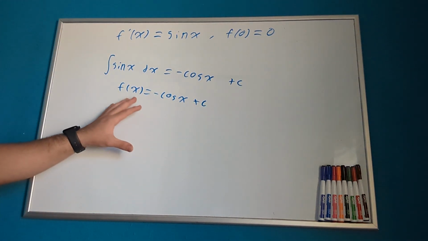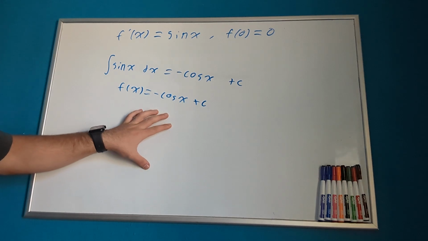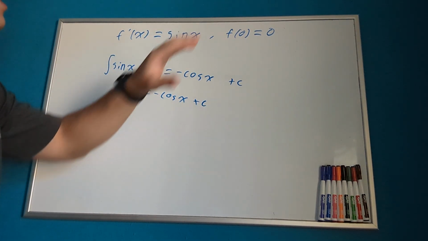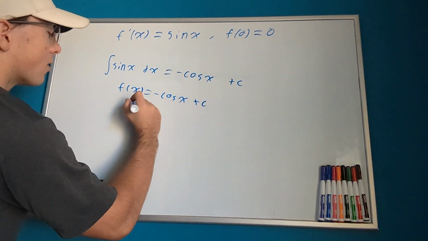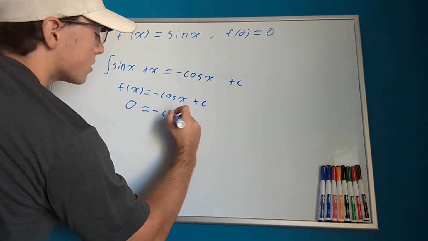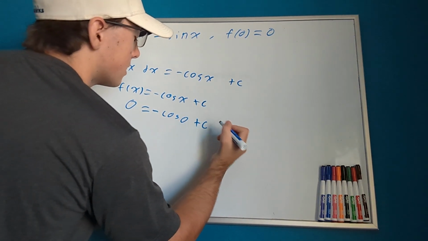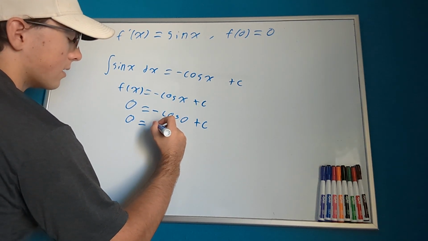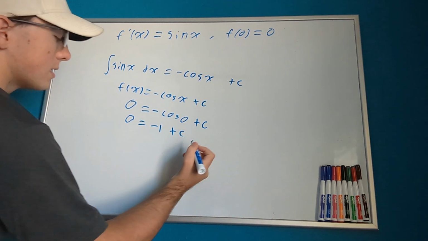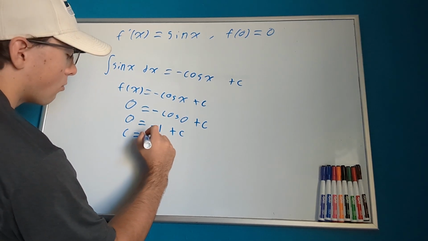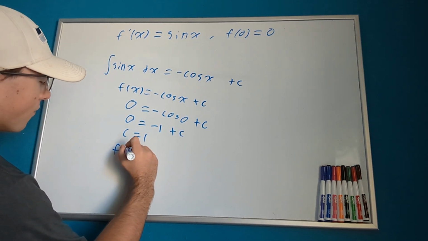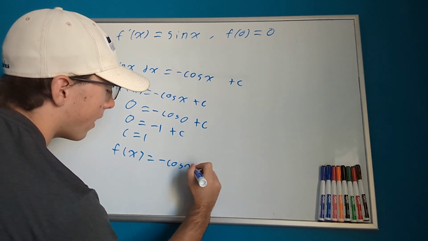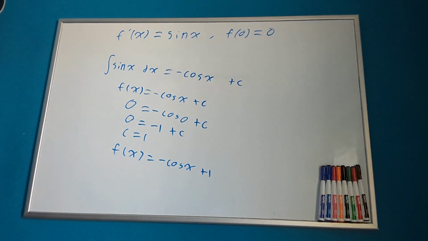Then we want to figure out what c is, though. We can do that only if something is given here. So we're going to have 0 equals negative cosine of 0 plus c. Well, negative cosine of 0 is negative 1, then plus c, and you just add and you get c equals 1. So we get our final function, f of x equals negative cosine of x plus 1. Okay?